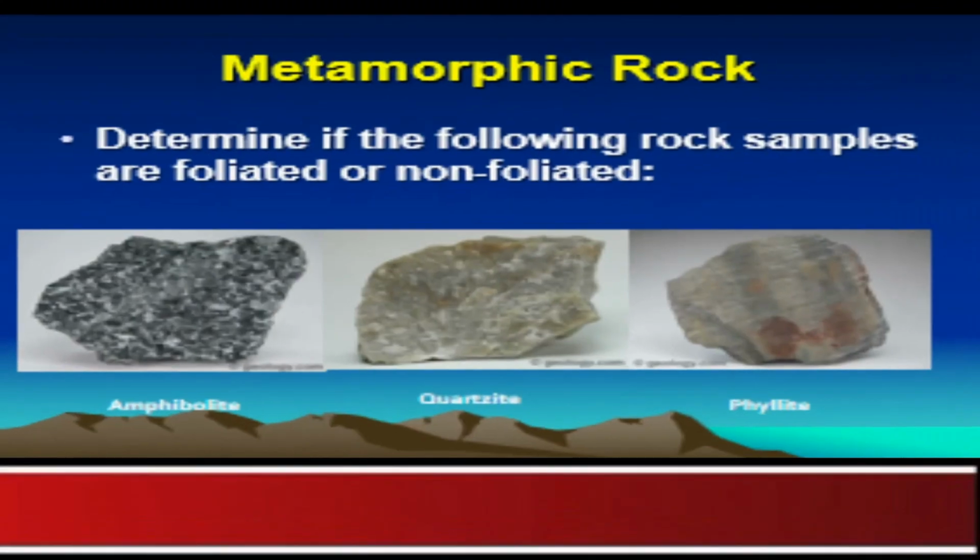So we have here the three rock samples. We have amphibolite, quartzite, and phyllite. So determine if those rock samples are foliated or non-foliated.